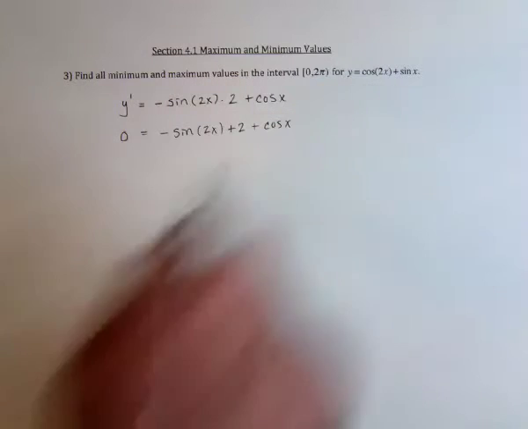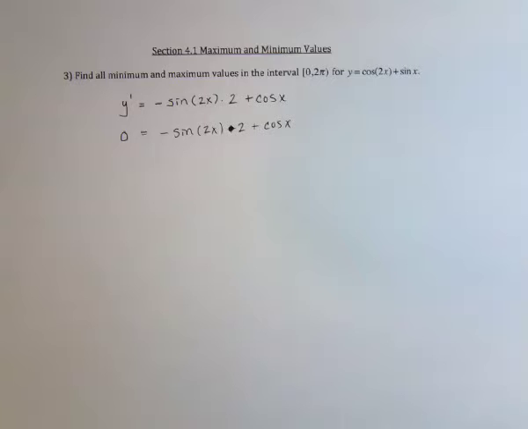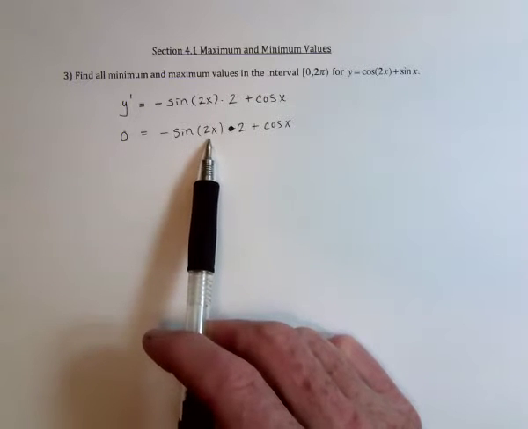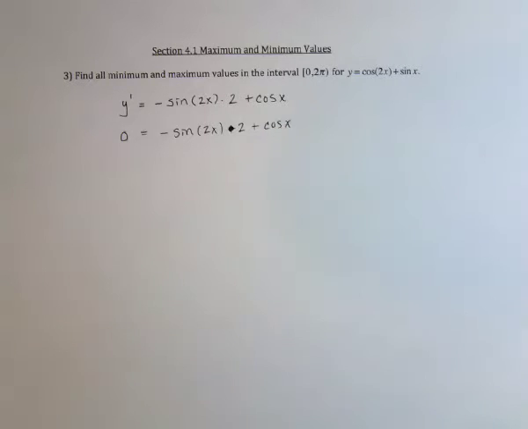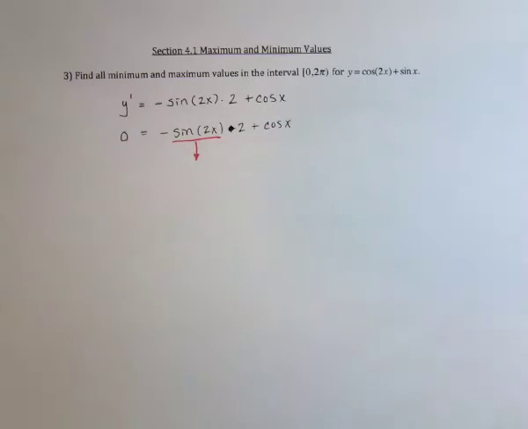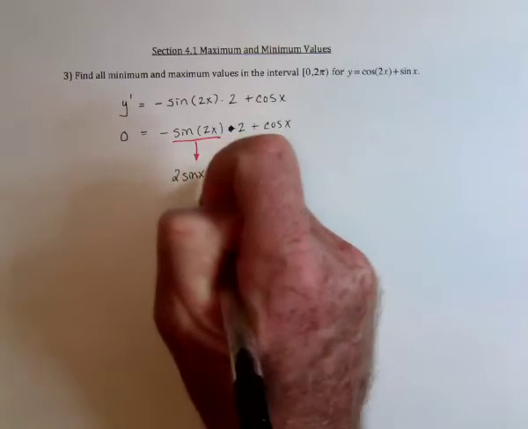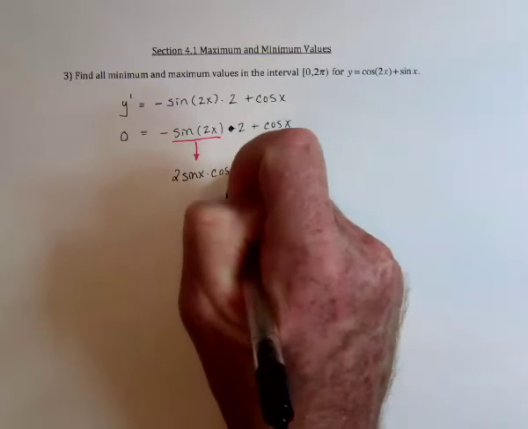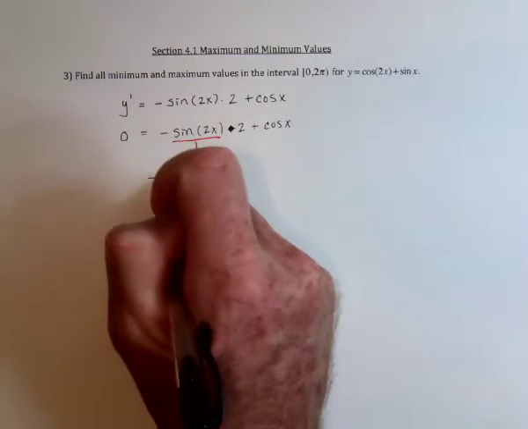Oops, put my plus in the wrong place. There we go, fixed it, times 2. Okay, so set the derivative equal to 0, and then we've got a slight problem in that this has a 2x in it, and this only has an x in it. So we need a trig identity for sine of 2x, and the trig identity for that is that it's 2 times sine of x times cosine of x. And then this 2, I might as well move it to the front.